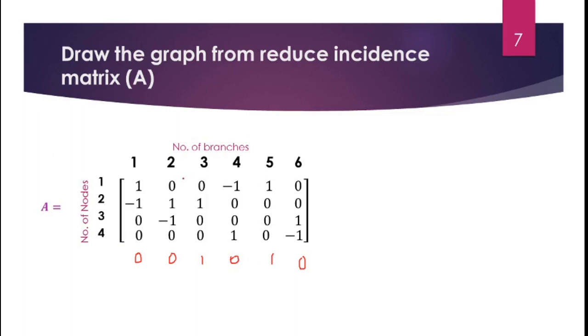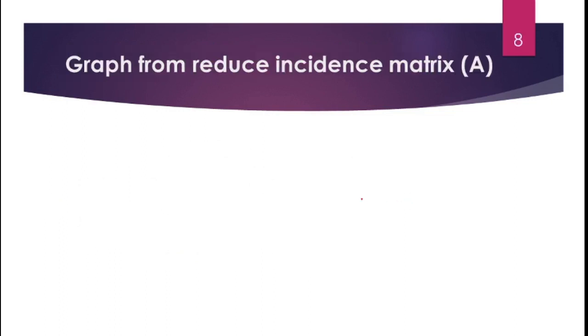So from this reduced incidence matrix, can you make the complete incidence matrix? Yes. If we add a row with these values 0 0 1 0 1 0, it will form a complete incidence matrix in which the number of rows are 1, 2, 3, 4 and the added fifth. So the size becomes 5 by 6. Look here, graph from reduced incidence matrix.